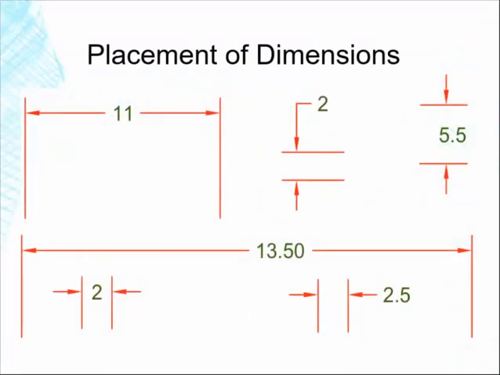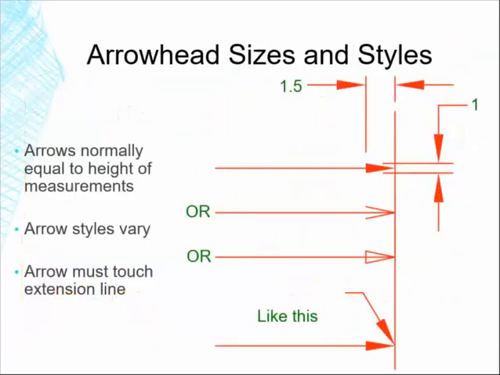Now let's talk about where they're placed, or the placement of dimensions, what they can look like. These are just some examples for you if you need them. You can also see how the different arrowheads can be drawn. Just kind of particulars there, different ways they can be drawn.